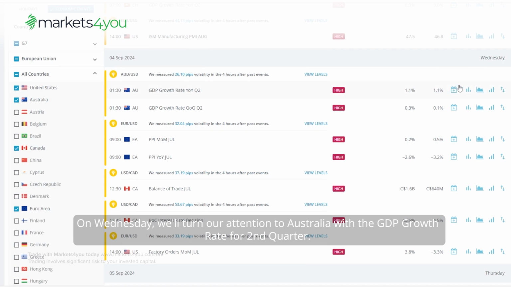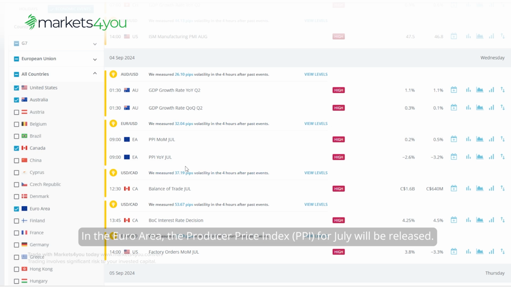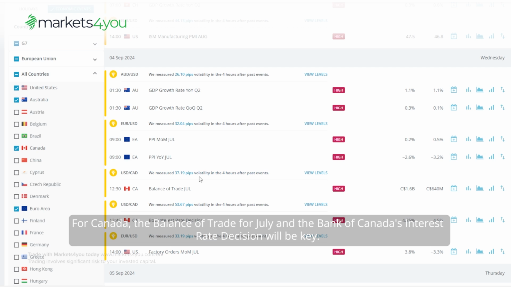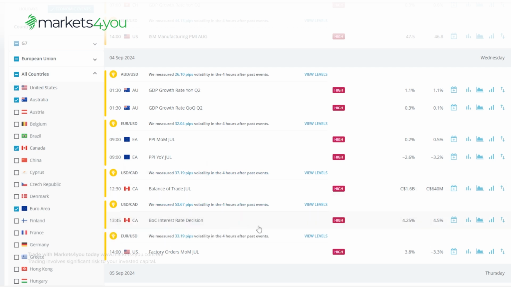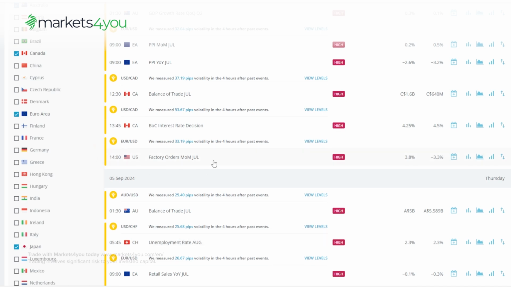On Wednesday, we'll turn our attention to Australia with the GDP growth rate for second quarter. In the Euro area, the Producer Price Index, PPI, for July will be released. For Canada, the balance of trade for July and the Bank of Canada's interest rate decision will be key. The US will also release its factory orders for July.